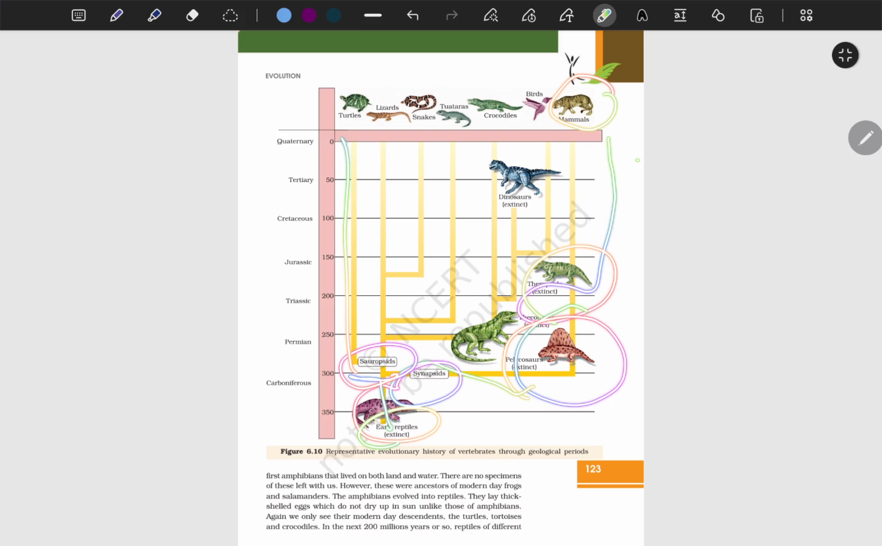Early reptiles give rise to sauropsids. Sauropsids give rise to turtles, lizards, snakes, Therosaurus, and thecodonts. Thecodonts further give rise to crocodiles, dinosaurs, and the birds.